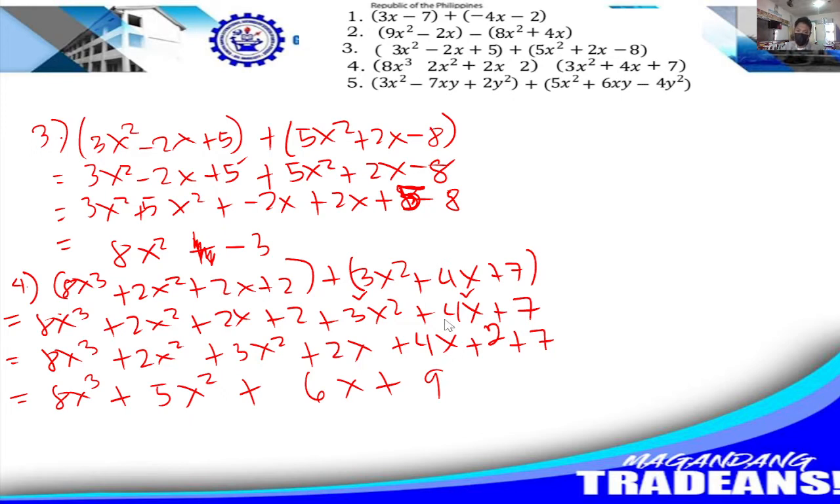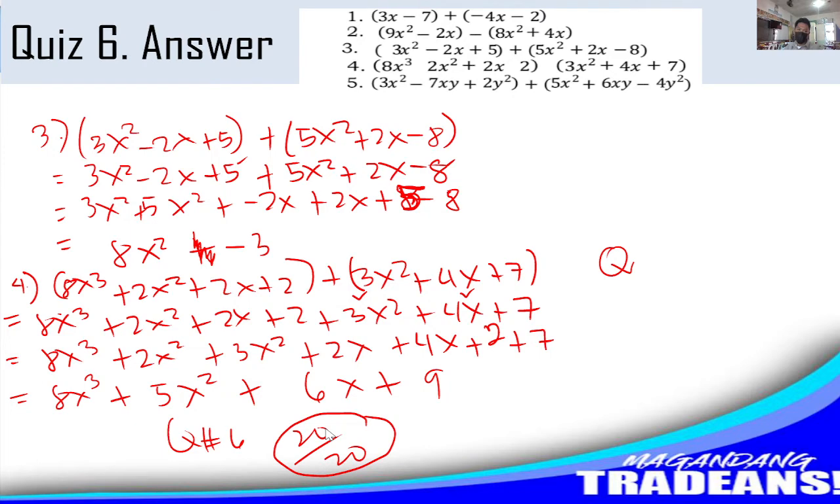2 points po ang mali. A total of, for quiz number 6, 20 over 20. Please submit your score and the picture of your solution with the correct answer. Please be honest po, quiz number 6 is 20 over 20. Let's proceed now to the next part of the lesson.